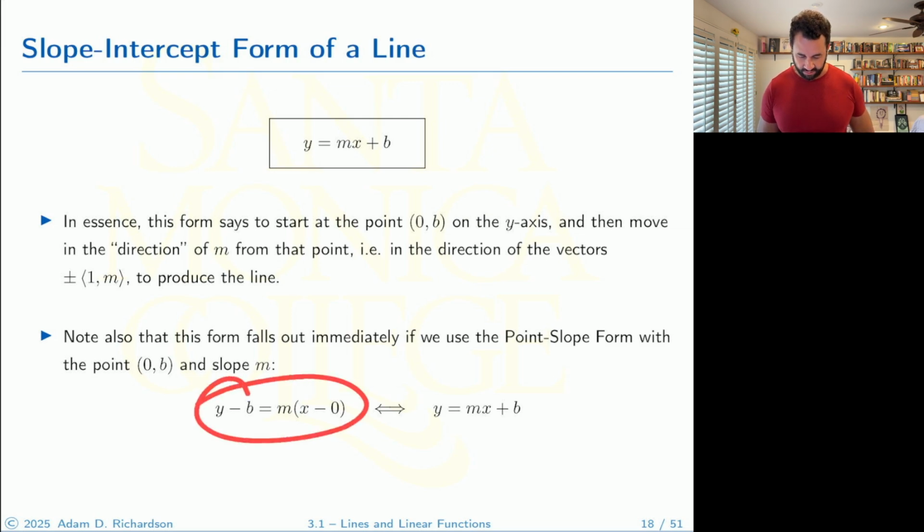You could use point slope form and slope intercept form just drops out instantly. Here we go, right? I'm using point slope form here. The point is 0 comma b. But when we simplify this, this is just 0. So this just becomes mx. And we can add b to both sides and we get slope intercept form. So once again, point slope form is kind of superior in this way.